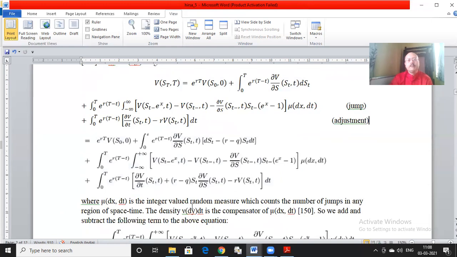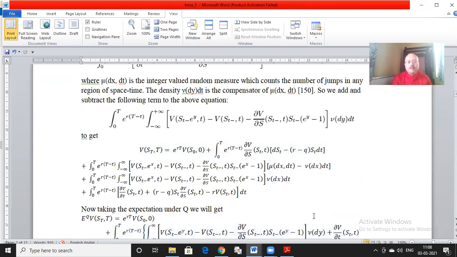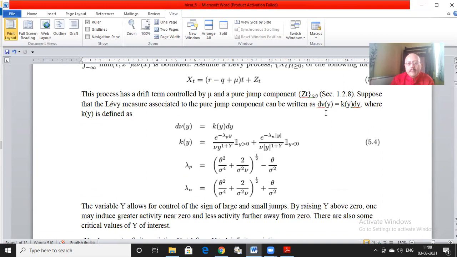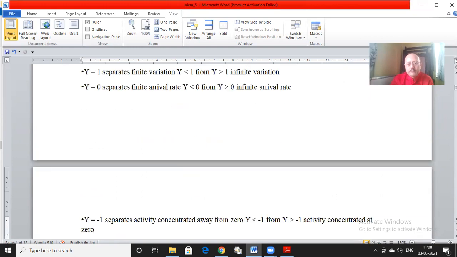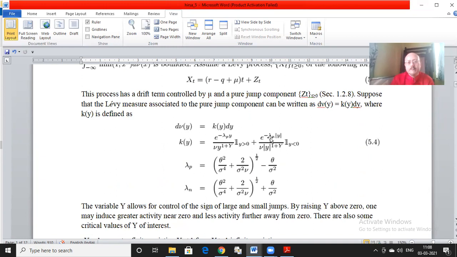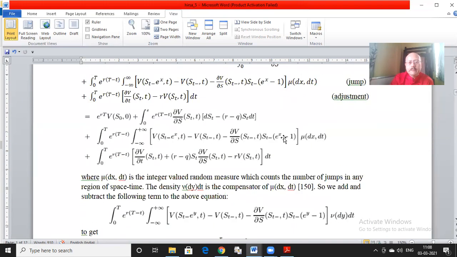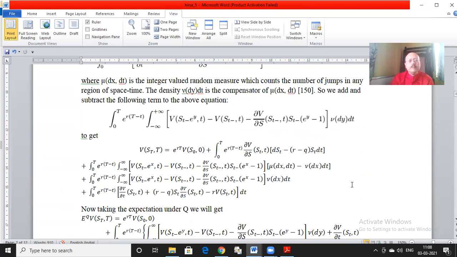So as I said, mu is our counting integer valued random measure, which will count the number of jumps in any interval. The density nu(dy, dt) is the compensation of mu, because we make the adjustments. So recall that nu(dy, dt) later on will come with an explicit density, but for now we can work with the general expression. So the new nu(dy, dt) term here, we will put in the appropriate places.